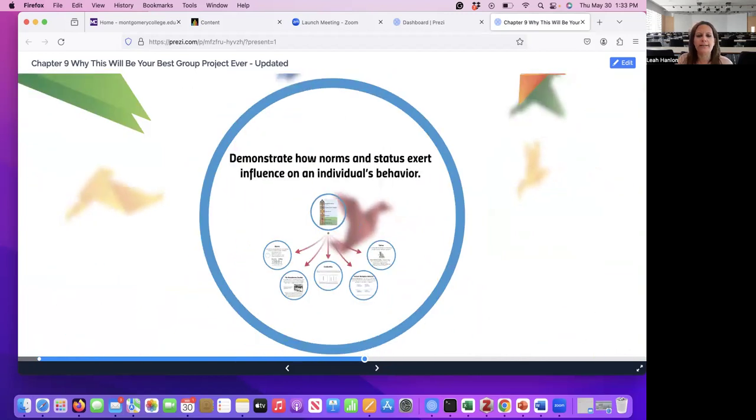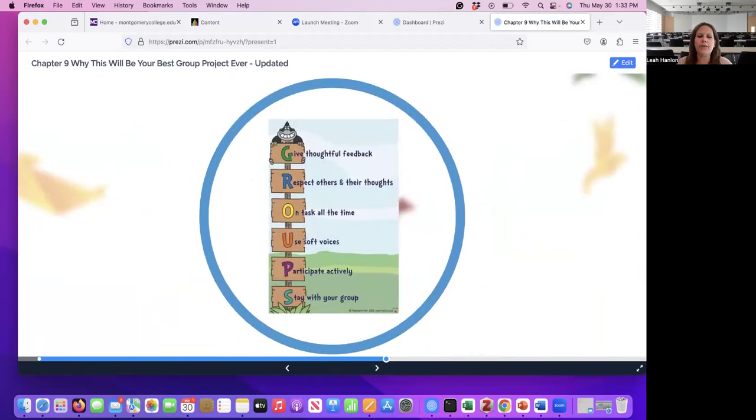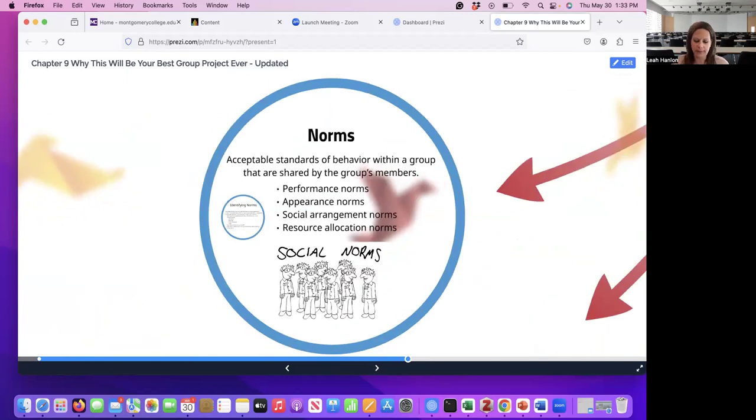Demonstrate how norms and status exert influence on an individual's behavior. Groups give thoughtful feedback, respect others and their thoughts, stay on task all the time, use soft voices, participate actively, and stay with your group. Norms. These are acceptable standards of behavior within a group that are shared by the group's members. There are performance norms, appearance norms, social arrangement norms, and resource allocation norms.